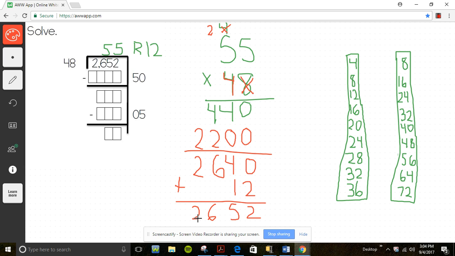So our number is 2,652, and that is exactly the same as our dividend. So therefore, we know that we did our multiplication problem correct.